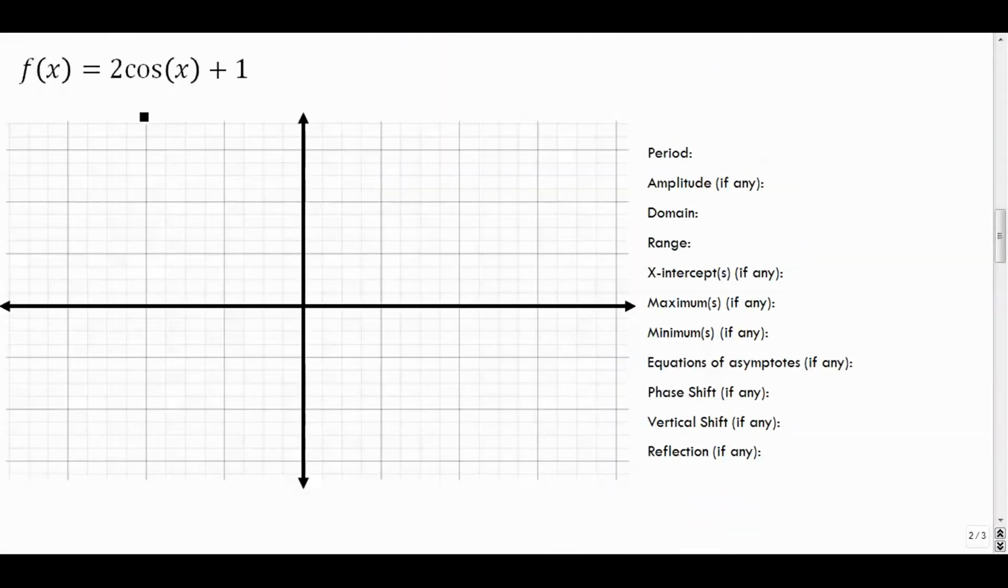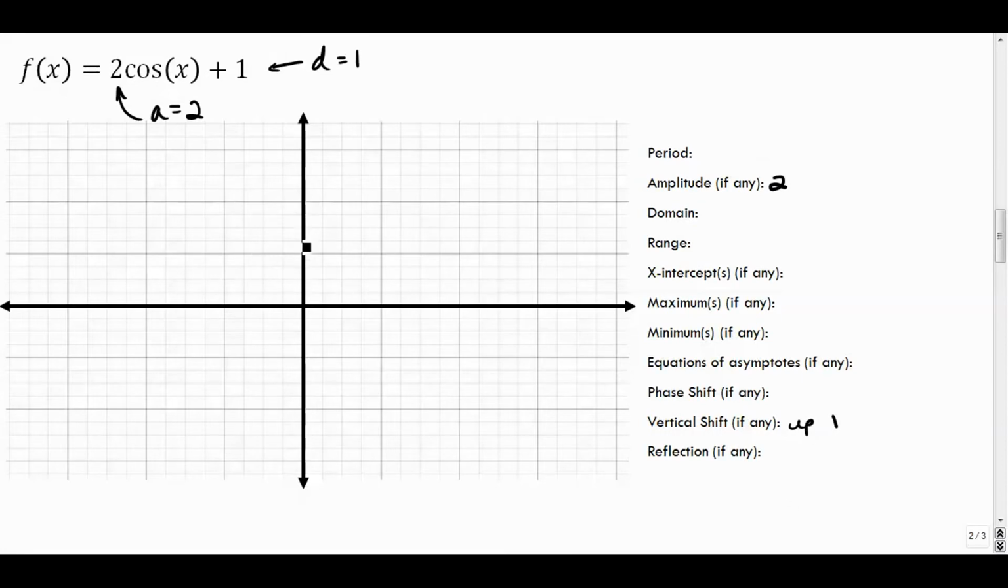All right, next up, in this one we have a value in front, which is our A value. It's an amplitude of 2. So that means this graph's going to be twice as tall as the original. And we also have a D value of 1. So we have a vertical translation up 1.